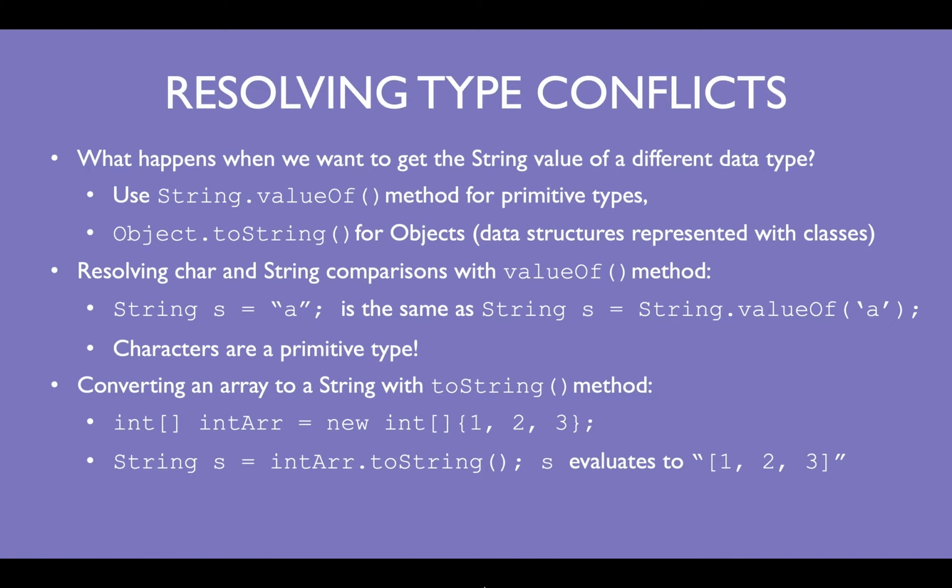Another option that you can do is sort of displaying an array as a string. And this is using the toString method. So if we declare an integer array of 1, 2, and 3, we can create a string out of that integer array using the toString method. And then that string will become sort of a textual representation of that array, 1, 2, and 3. And this can be helpful for visualizing things.